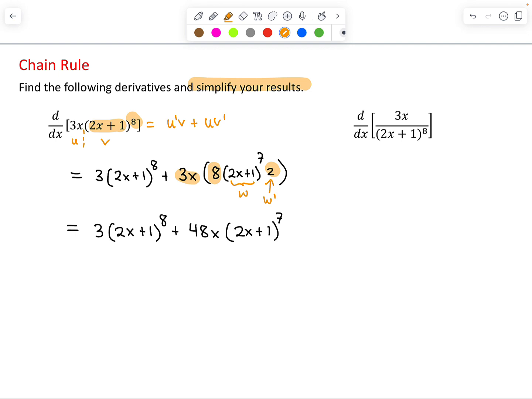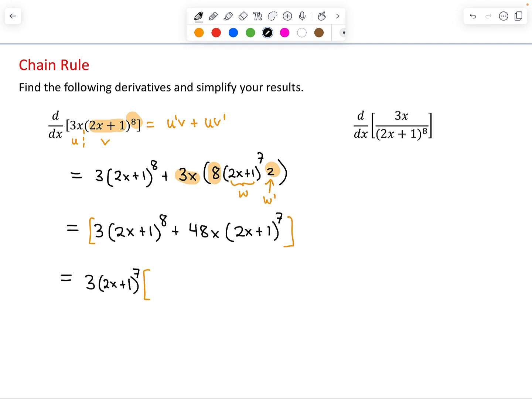Now the instructions say to simplify our results. This result can be factored. There are two terms, this term and this term, separated by the addition. Common to each term are some 2x plus 1s, and then maybe a 3 can be factored out of this 48 as well. So I'll factor a 3 outside these orange brackets, as well as the maximum number of 2x plus 1s, where there are 7 2x plus 1s in the second term and 8 of them in the first term. So I can factor out a total of 7. So we have 2x plus 1 to the 7th factored out.